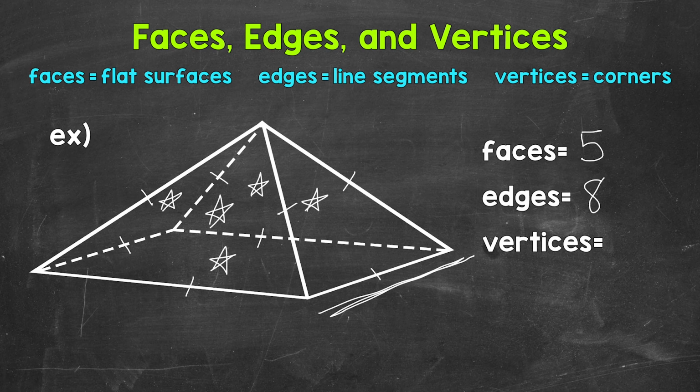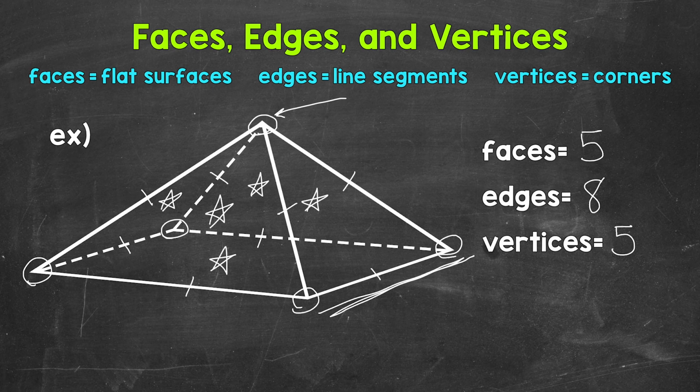So eight total edges. Lastly, let's identify and count the number of vertices. Now, vertices are the corners or points created by three or more edges meeting. For example, this is one of the vertices right here. So let's start here with one. Now let's go around the base. So two, three, four, five. So five total vertices.